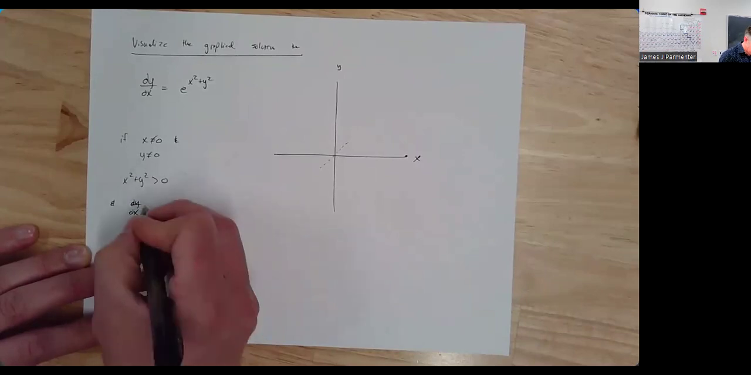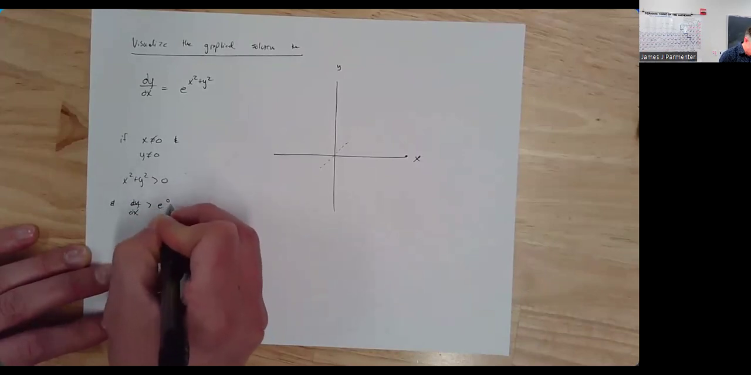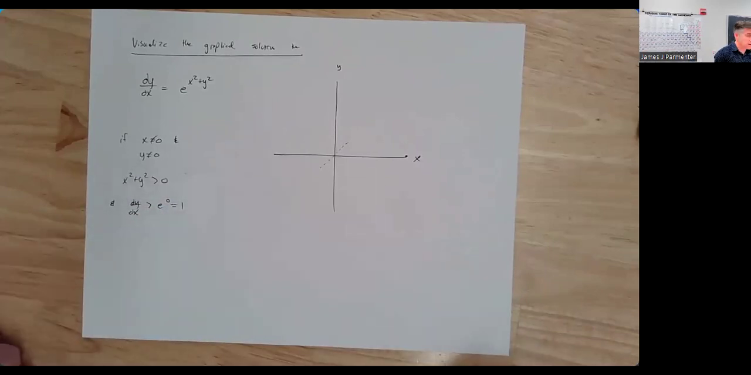And our slope, dy/dx, is going to be greater than e to the 0, which is 1. So as we move, I don't know.